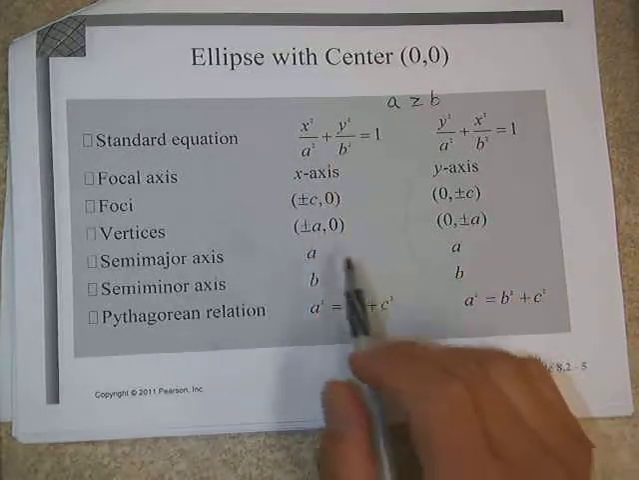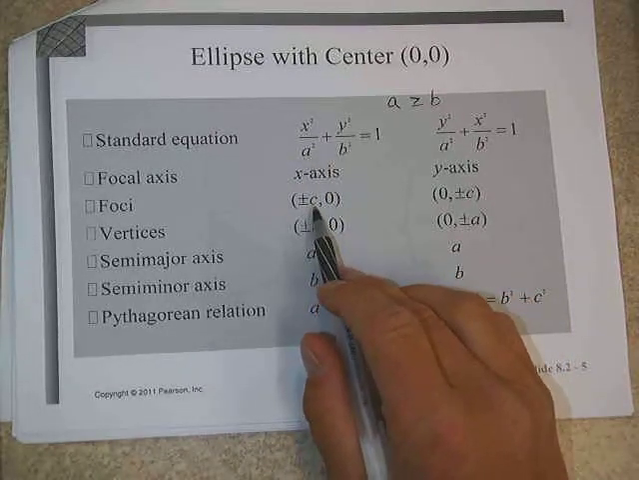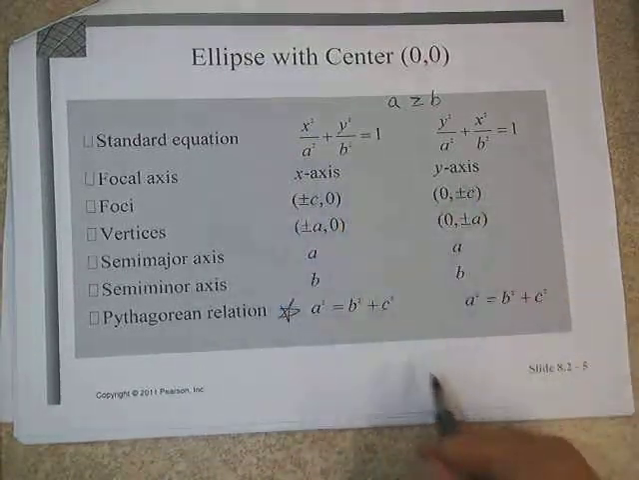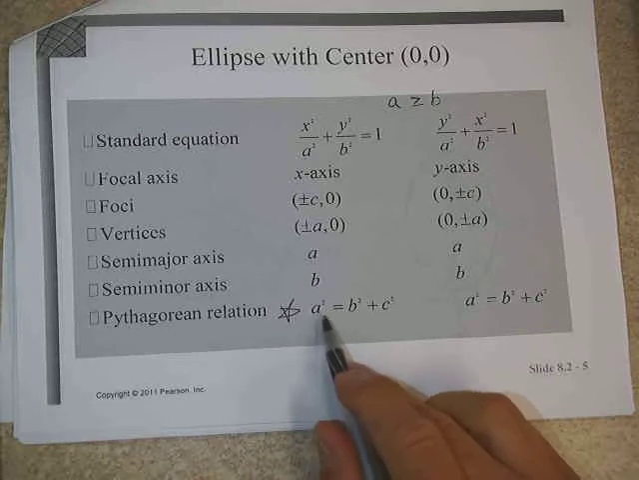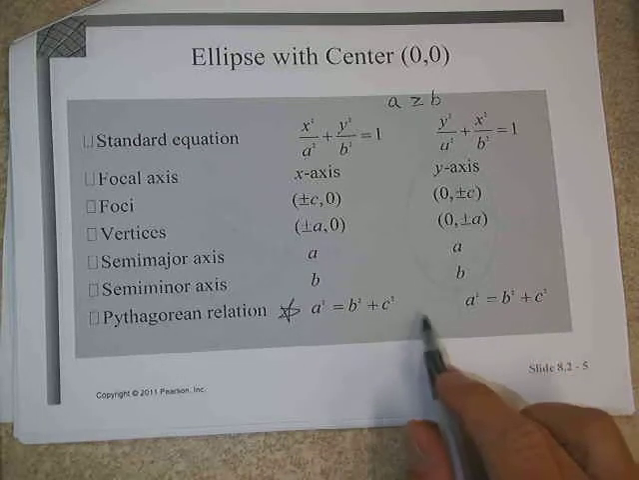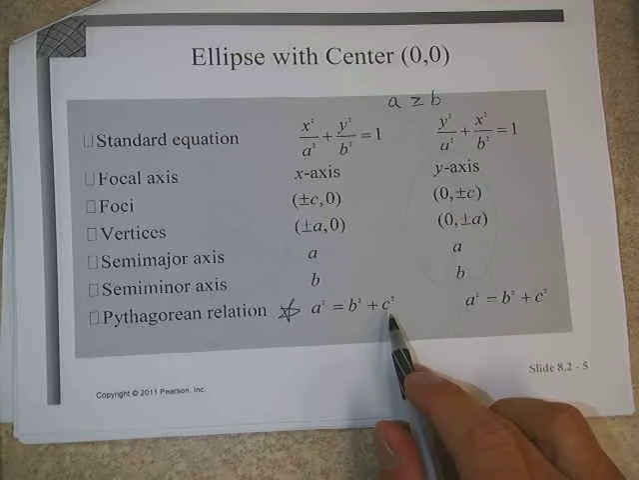The two foci are going to be related to the two numbers underneath the x squared and the y squared. They're going to come from what we call the letter C. I'm going to skip down to this part right here. This is probably the most important part. The relationship between A, B, and C is right here.